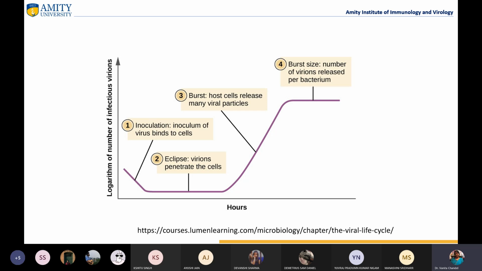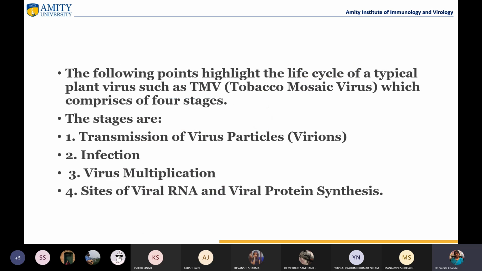Then the fourth stage is the burst size. That means the number of virions released per bacterium. So this is an example given of a bacteriophage infecting a bacterium. So what is the pattern that is being followed by the virus in the multiplication cycle, or life cycle, right? Four main stages are there when we talk about tobacco mosaic virus.